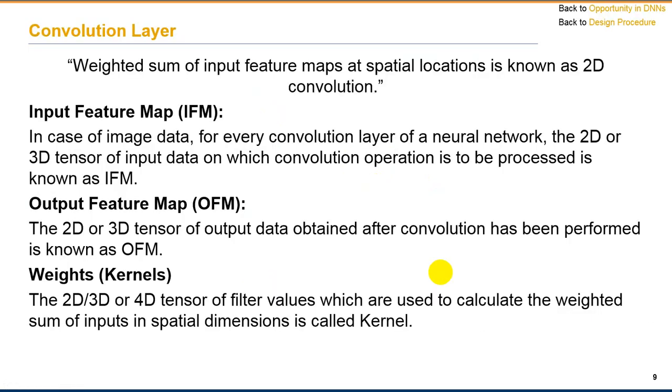So we call the input data the input feature map and the output data the output feature map, and the filters or kernels are known as weights. We call them the weights, which are learned by the deep neural network.